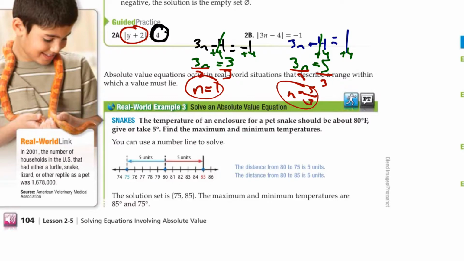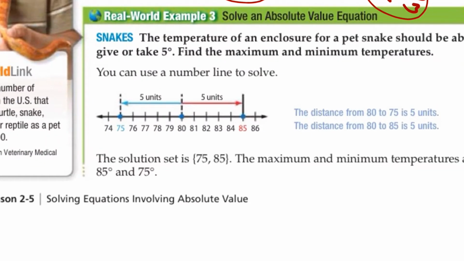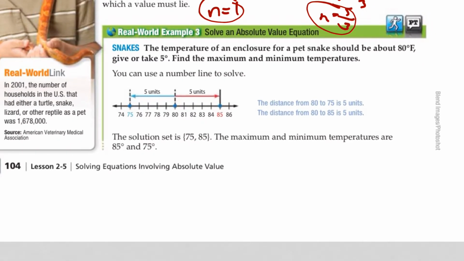Okay, so here's what's going to happen. I have 5 units that I can do. I could be 5 degrees less, or I could be 5 degrees more. So this one right here, I don't have to solve anything. All I'm saying is the solution is 75 to 85. That's all I'm saying. It's not something that's crazy, but that's why absolute value has 2 answers. It's a range. Alright? Now, how do I write the solution set?